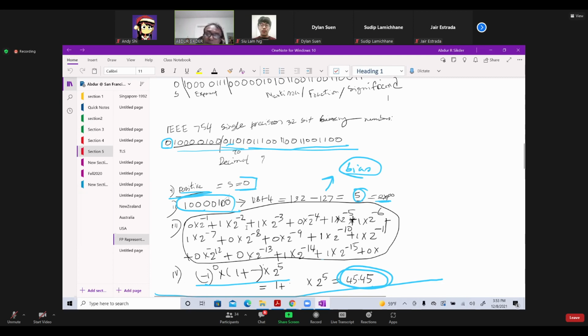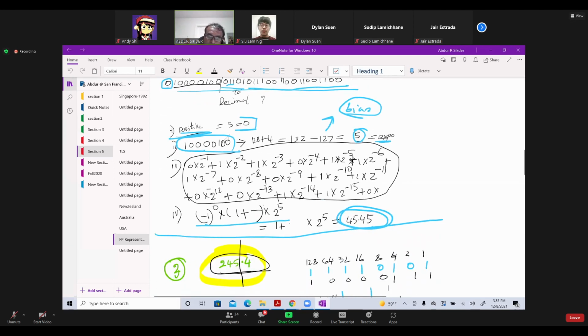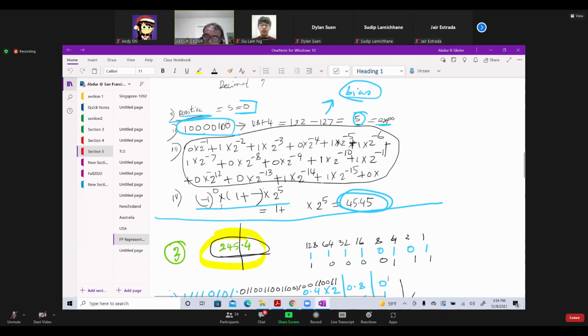And you evaluate those exponential numbers, 2 to the power whatever it comes. In this format, in scientific notation, it's minus 1 to the power 0 times, in parentheses, 1 plus whatever the fraction part gives you after the calculation. So there will be 1 plus that, times 2 to the power of the exponent. That's 5 in this case. And then just work it out.